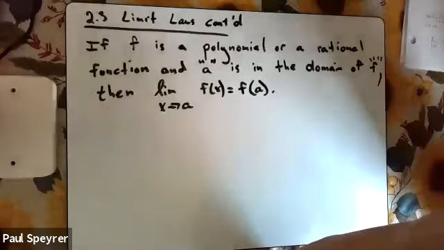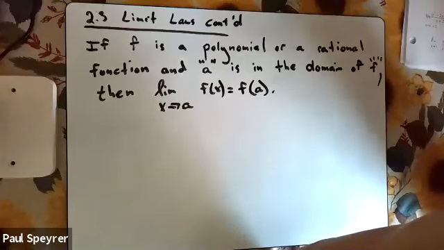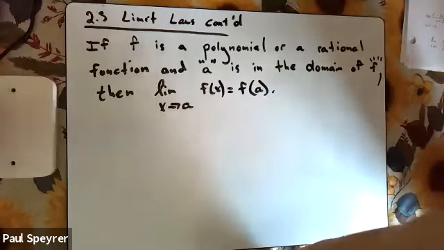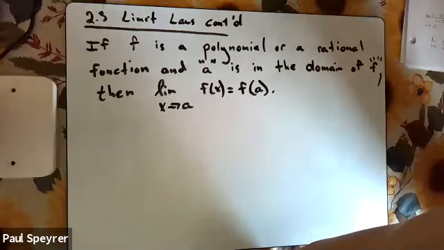All right, so let's get started. We're continuing 2.3, which is the limit laws. In last class, we had briefly gone over these laws. Now, these laws are kind of like quick tricks, or a faster way of evaluating a limit.